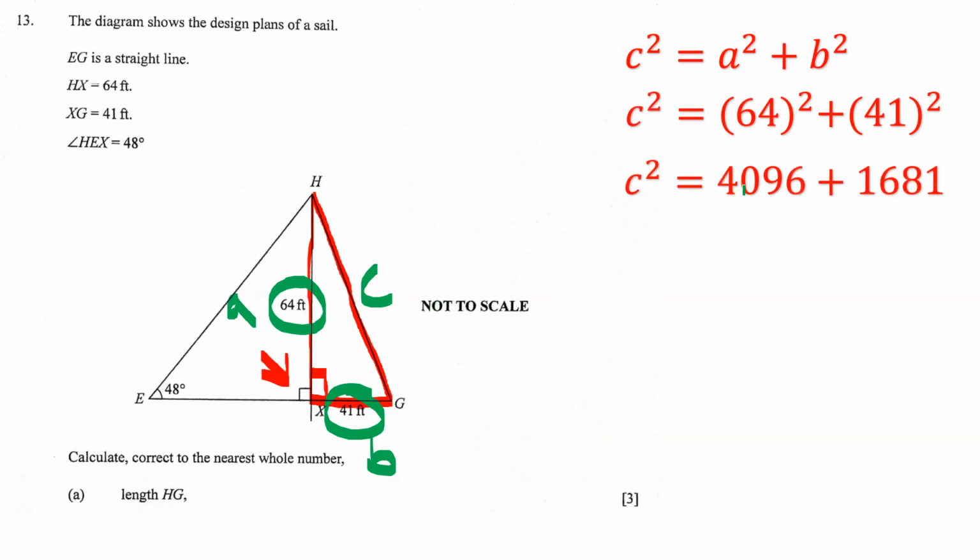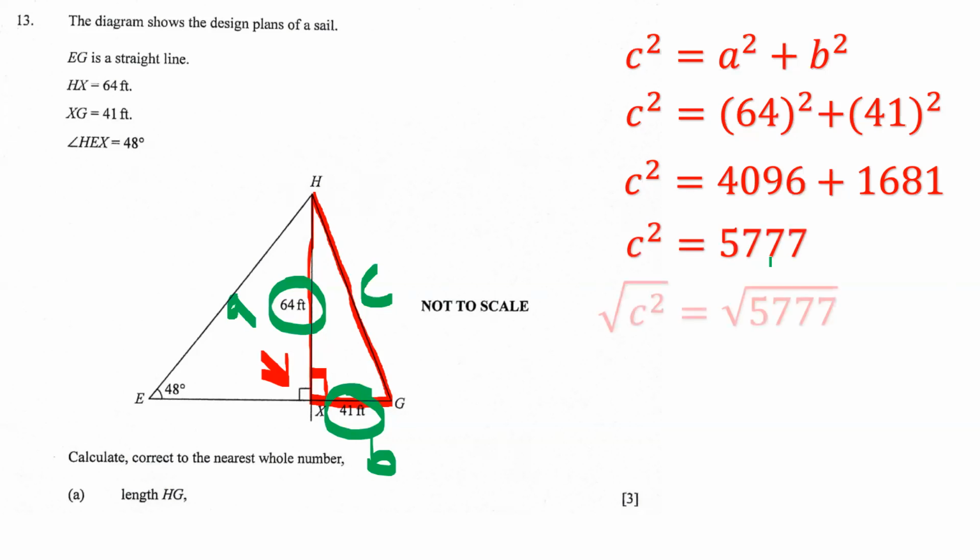64 squared is 4,096, and 41 squared is 1,680. If we add these two, it's going to be 5,777. And if we want to find C, we have to take the square root of both sides.